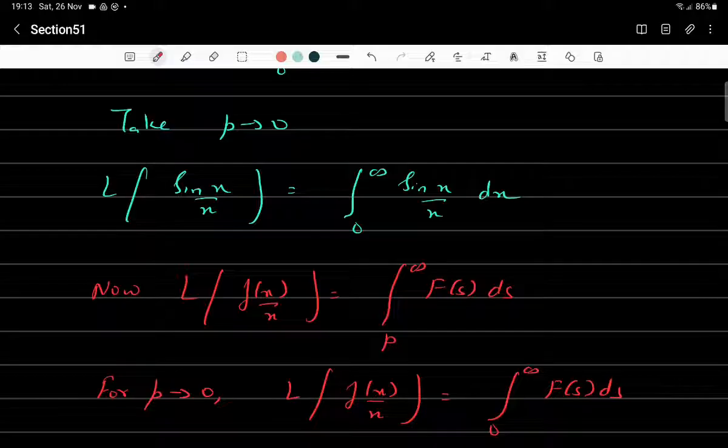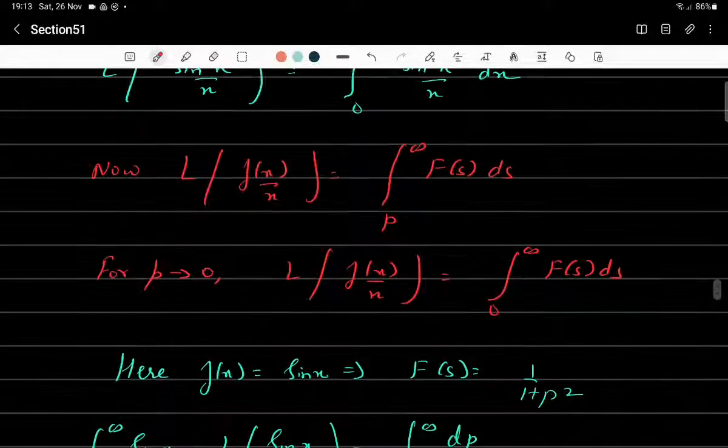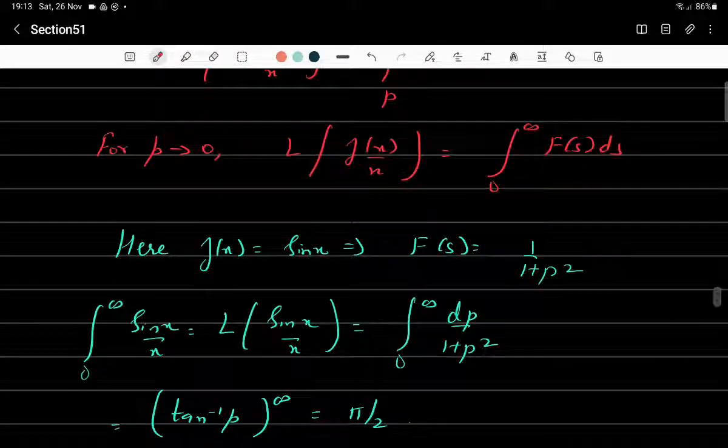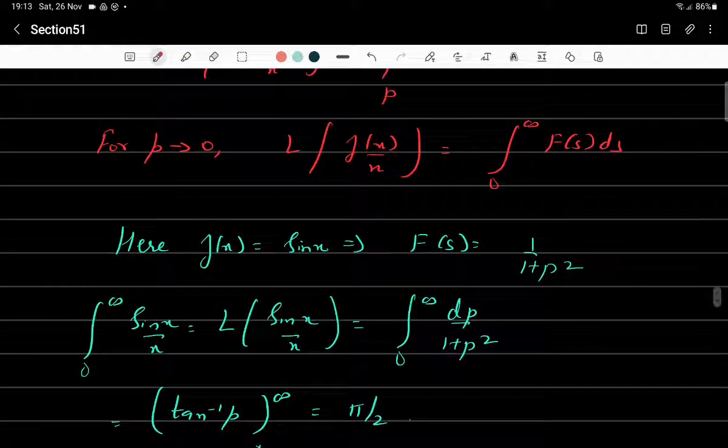Now I have to compute capital F of s, which is Laplace of f of x. Laplace of f of x is Laplace of sin x, so it is 1 by 1 plus p square. So integration of dp by 1 plus p square, we already know it is tan inverse p. And if I substitute the values, it comes out to be pi by 2. So there could be many more interesting questions based on this formula, which we will see in the next class.